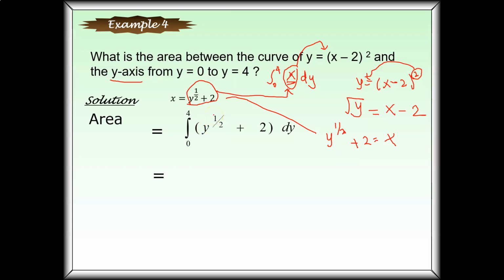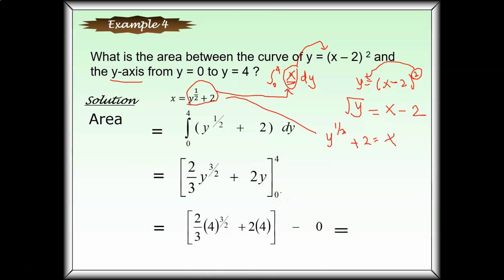Integrate y to the power of half, you will get y to the power of 3 over 2, divided by 3 over 2, so you get 2 over 3. Plus integration of 2, you get 2y, and then don't forget to put brackets, 4, 0. Now you can just key into your calculator, and you will get the answer as 40 over 3 units square. You can write it down in fraction or in decimal. Both are also correct.